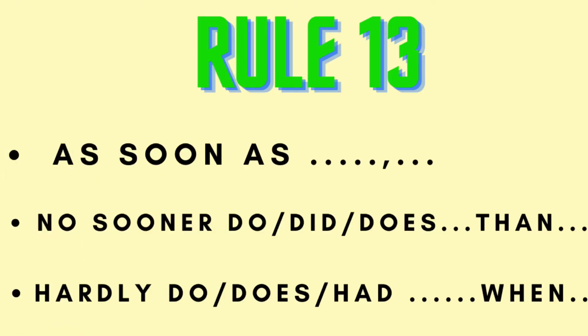Our rule 13 includes as soon as, no sooner, and hardly. First, as soon as. As soon as is followed by a comma, simply. Next, no sooner. In no sooner, we use do, does, did, and then we use than. Hardly. In hardly, we use do, does, had, and then we use when.